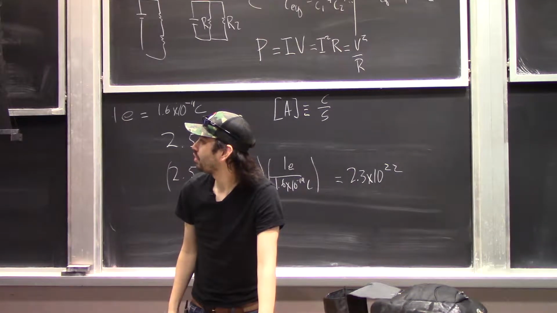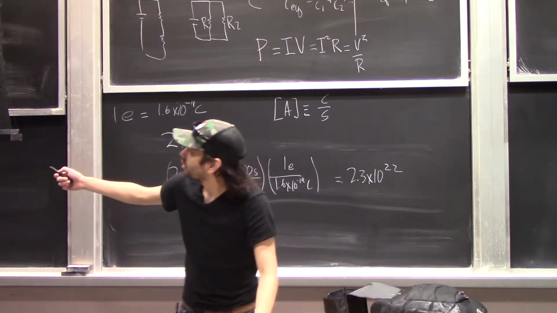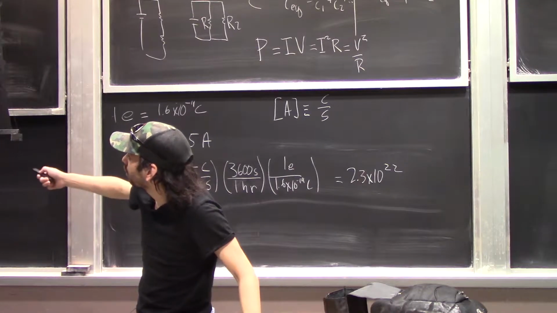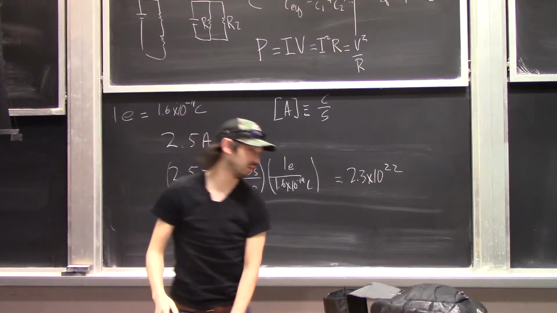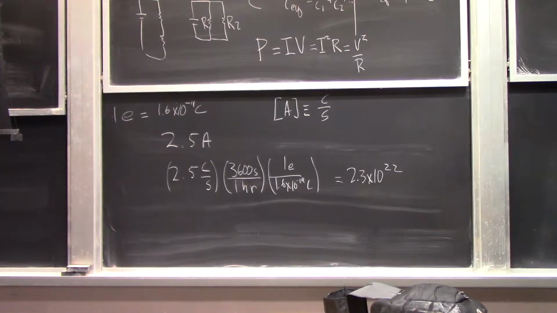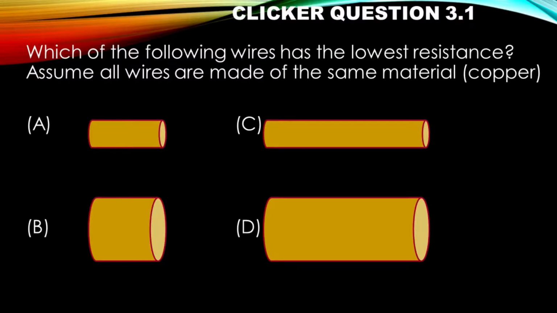Did I make another mistake? No, this is the current goes right, electrons go left. Yeah. Okay. Oh, I see. This is at the location of the light bulb. Right. Okay. Yeah. Okay. Good. Okay. So on to the next one.